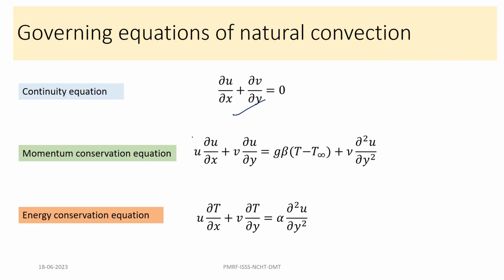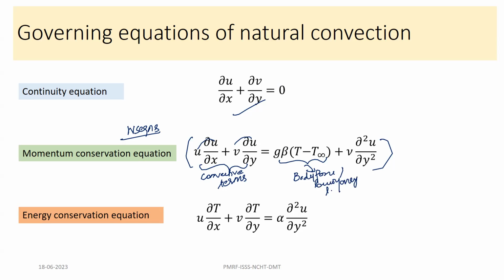Now, next is our momentum conservation equation, which we have derived from the Navier-Stokes equations. These are the convective terms: u dou u by dou x and v dou u by dou y. And what is this term? This is our body force or the buoyancy term. And this is our viscous term. So this is the momentum conservation equation, which has been simplified from our Navier-Stokes equations.